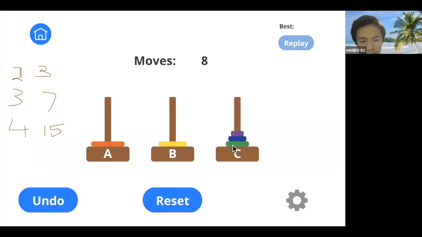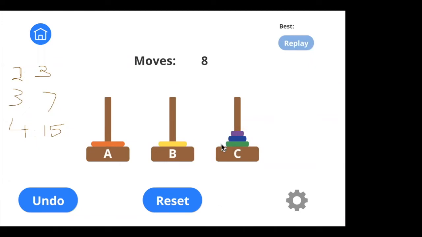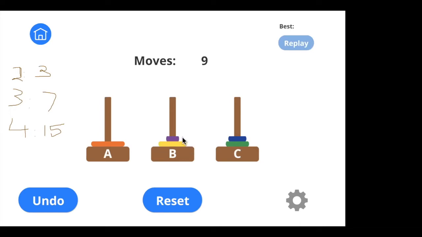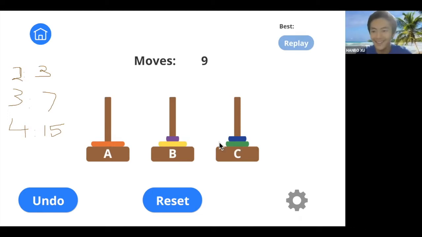Try moving the purple into B. Do you think that works? Yeah, give it a try. Yeah, and then blue. You're getting it.